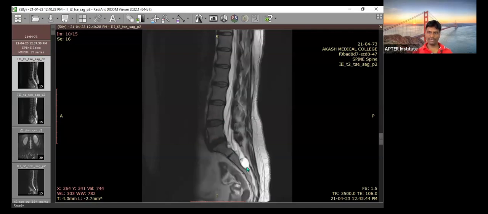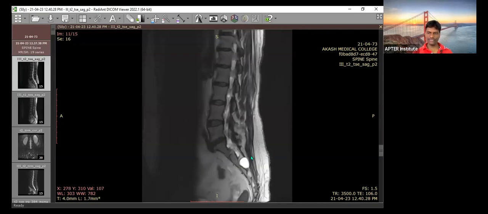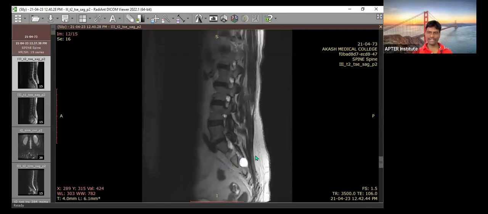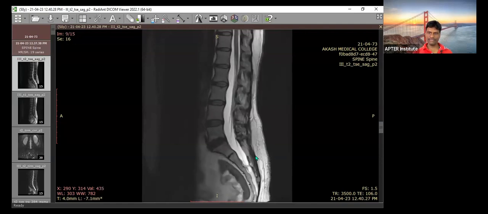As I scroll down, you could see a slight enlargement or the cyst-like appearance over the lower sacral region. As I go further, you could see a well-defined cyst formation at the lower sacral level, which is from right to left. At the same time, you could also appreciate the slight disc degeneration at the L5 and S1 level, with a little bit of Modic changes in the lower aspect of the lumbar spine, which is the L5 vertebra.